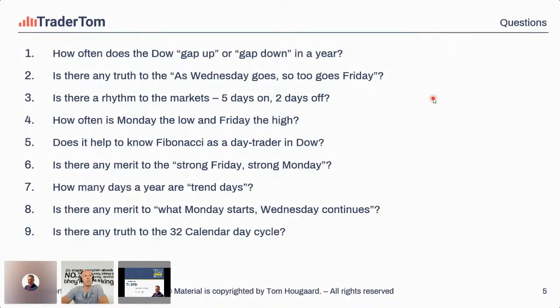How often does the Dow gap up or gap down in a year? When it does gap up, or down, how frequently is the gap filled? And how often is the gap filled within the next 72 hours? How often is Monday the low and Friday the high?